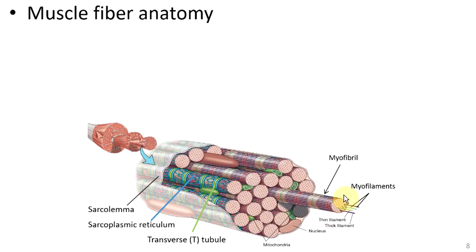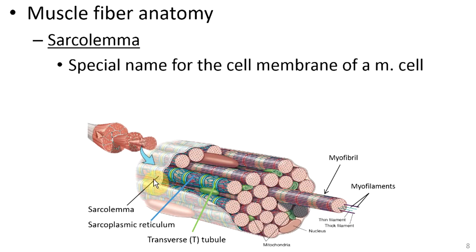Okay, so back to the microscopic anatomy here. The sarcolemma, which is this surrounding right here, is what we call the cell membrane, which you remember is also called the plasma membrane. For whatever reason, we don't call it that in the cell of a muscle. You could, but they just call it the sarcolemma.